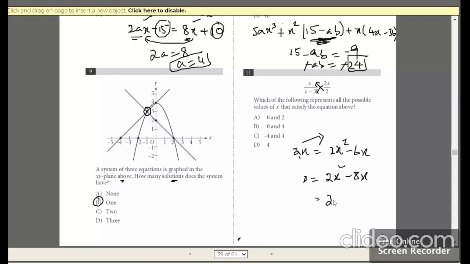Now taking 2x common, I am going to get a product rule, that is x minus 4. So basically when I say product rule, my x is going to be 0 and x is going to be 4. x minus 4 is equal to 0. So basically x is equal to 0 and 4. So option B is my answer.